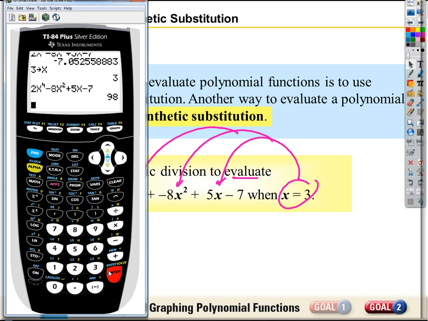Yes, ma'am? On the 83, how do you go up and grab that? Okay, good question. On the 83, instead of going up, you just hit second enter, and it'll roll it back up one at a time. But you can still do the same thing.